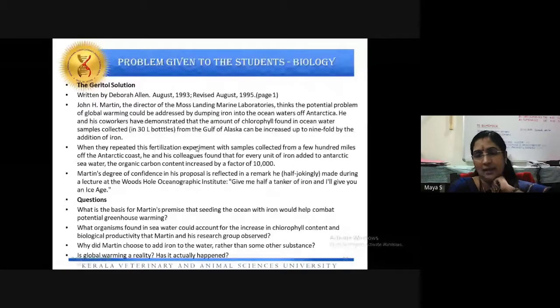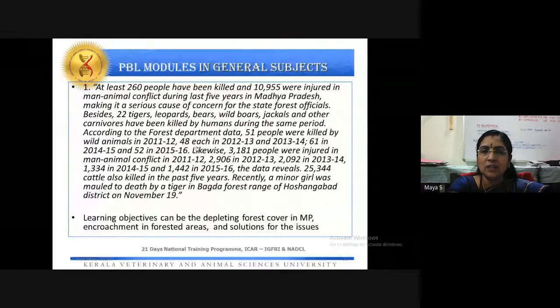Okay, I'll give you one other example. So this is another example. See, we are giving only ill-defined problems. This shows an animal-human conflict in a forest area. This is a set of data which was published in a newspaper previously, November 19. By giving this kind of problem, it can be given as a problem in a general subject.